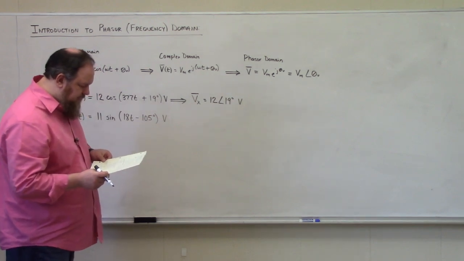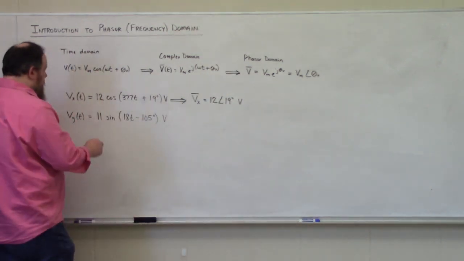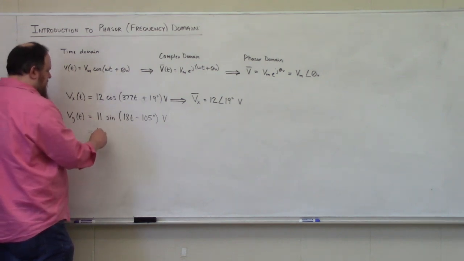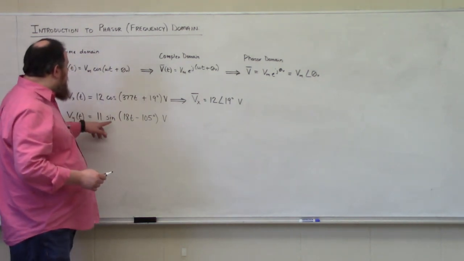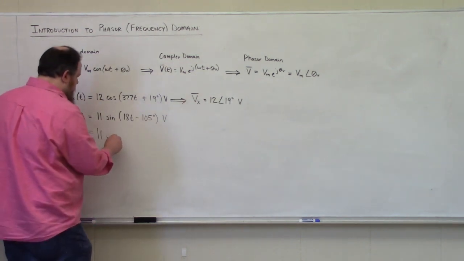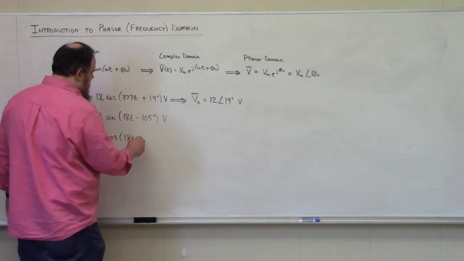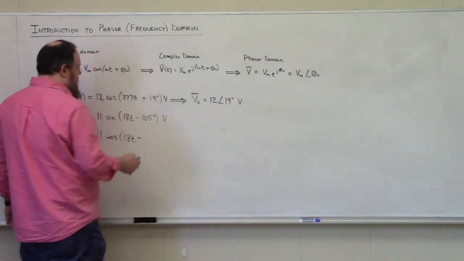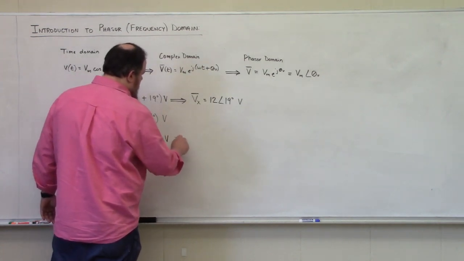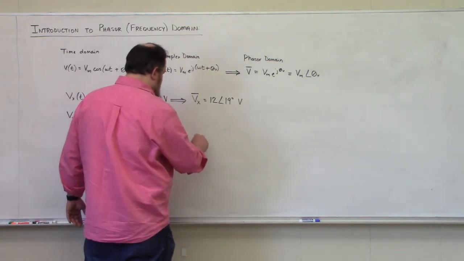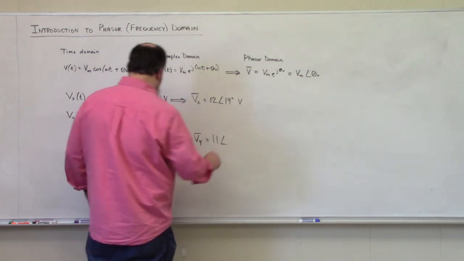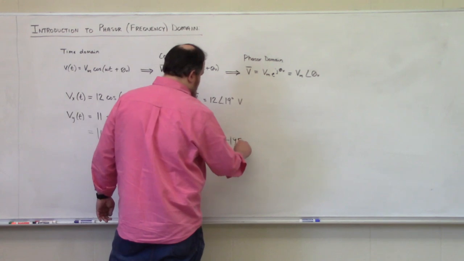So to get it as a cosine function, the magnitude isn't going to change, so it's going to stay at 11. And we know that sine is equal to cosine minus 90 degrees. So that would mean we would have cosine of 18t, and then minus 105 minus 90 is negative 195 degrees volts. And so our phasor domain representation would be Vy is equal to 11 angle negative 195 degrees.